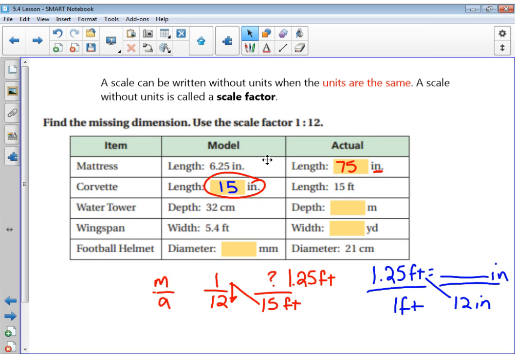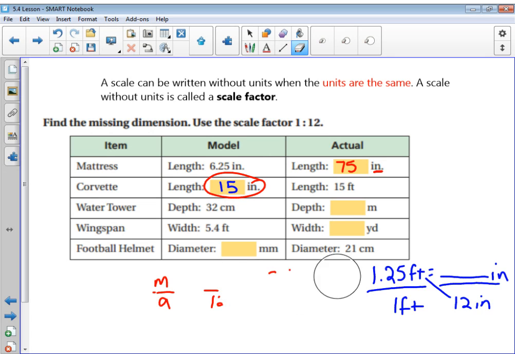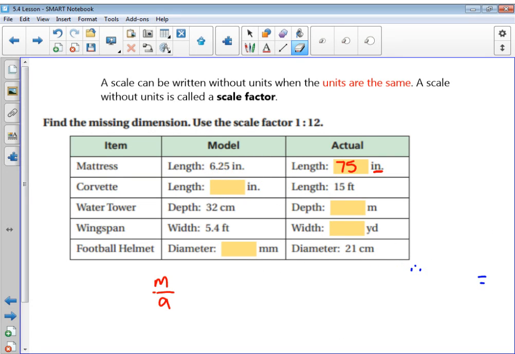Okay, so let's go ahead and do our next one. So I can keep my scale. Well, I guess I'll rewrite it. Okay, so our next bit of information, it's still 1 to 12.